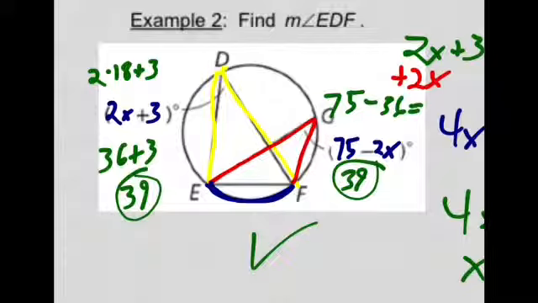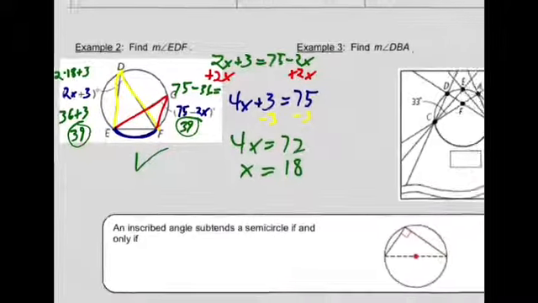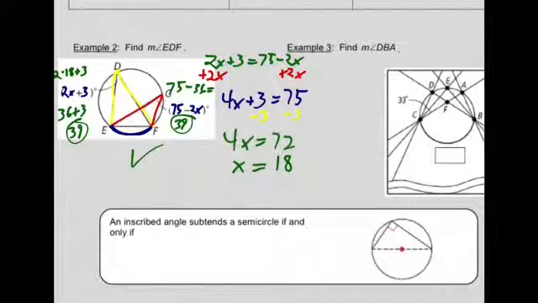So make sure you're checking your work when you're doing your quiz and your test. Just plug that x value in if it's something you set equal to each other. It's a nice, easy way to check.